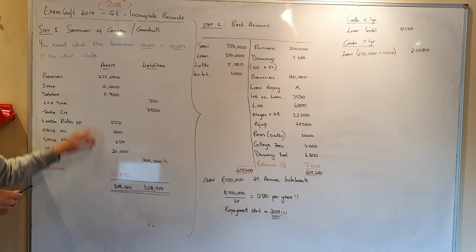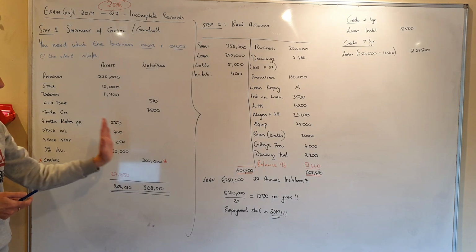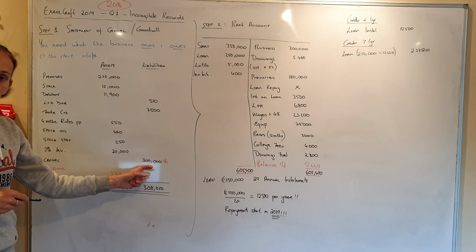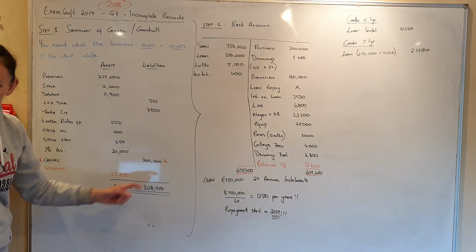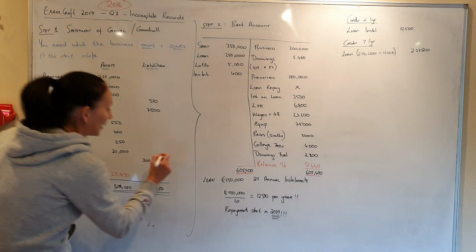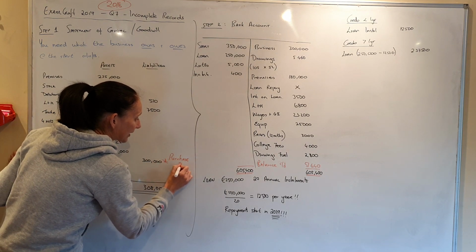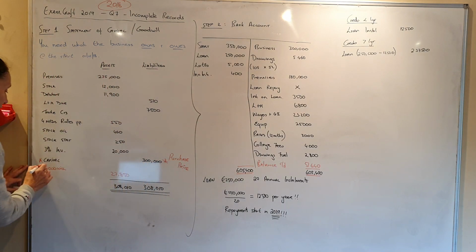So step 1 is really working out your goodwill. You list all your assets, you list all your liabilities. Just make sure here you don't put in how much money was put into the business, you put in the purchase price. Here you're going to put in the purchase price, and then the missing figure is your goodwill.